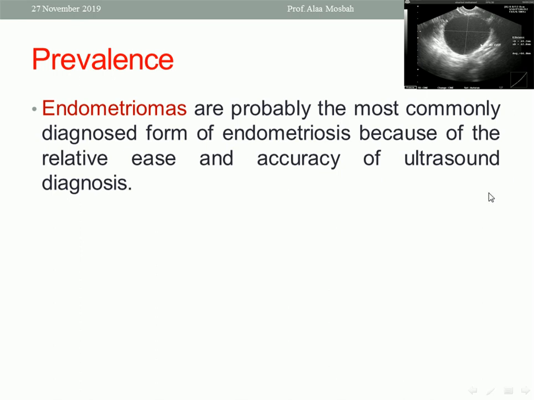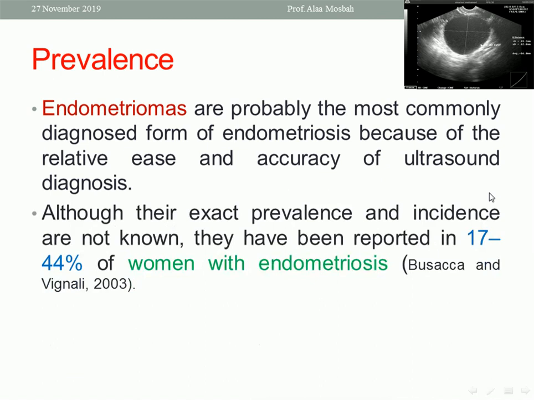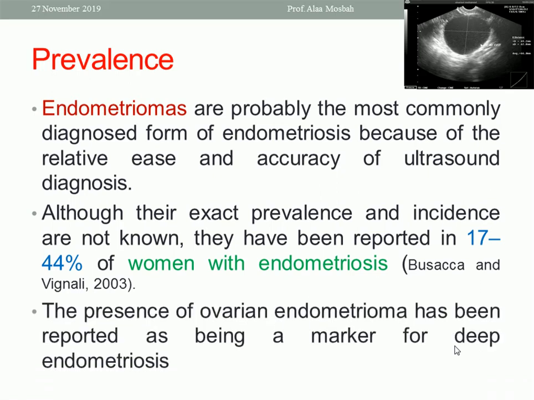So, the endometrioma is a very common problem and very common pattern as regards pelvic endometriosis. Although their exact prevalence and incidence are not known, they have been reported in 17 to 44 percent of women with endometriosis. And this is, of course, a very big incidence. The presence of ovarian endometrioma has been reported as being a marker for deep endometriosis.